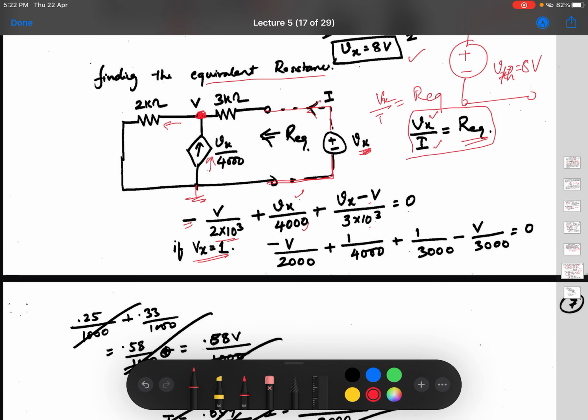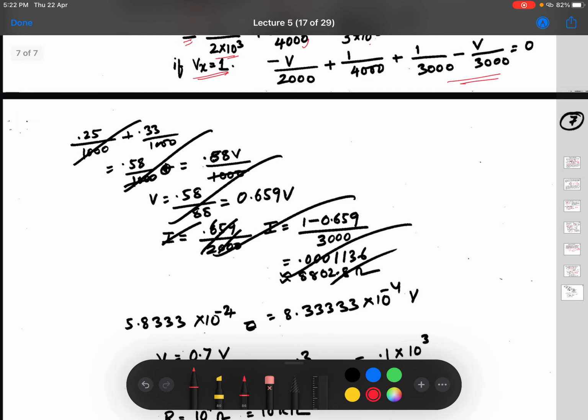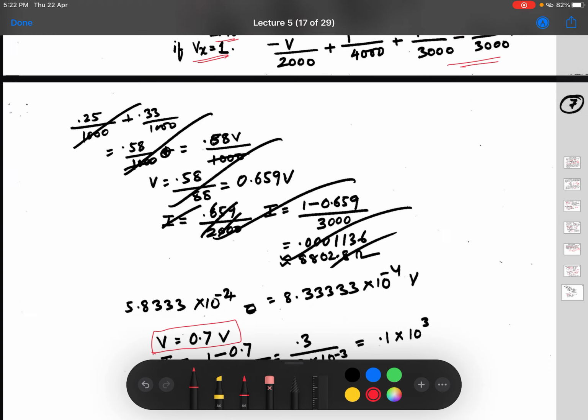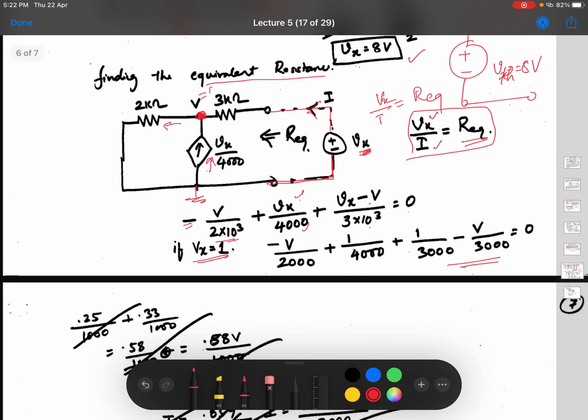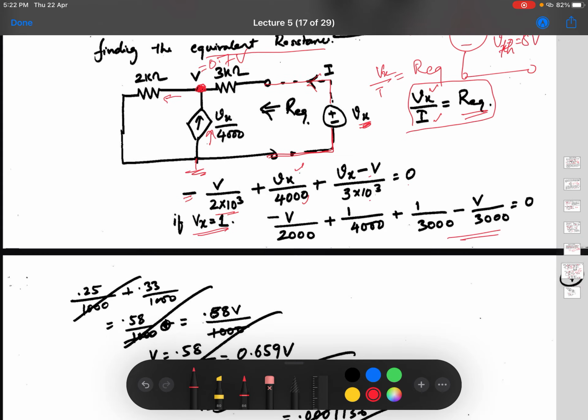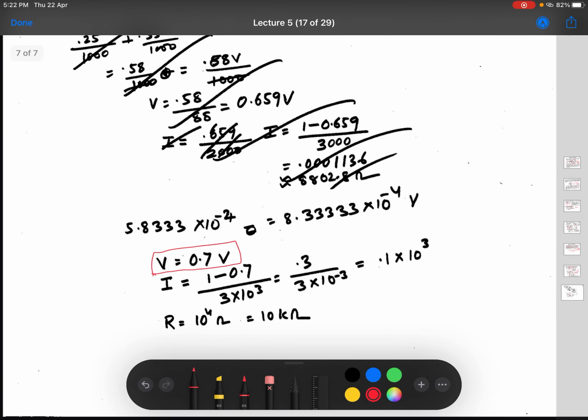If I put Vx equal to 1 in the above equation and solve it, I get this set of equations. Vx equal to 1, and when you solve it, you get V equal to 0.7 volts. Once you get V equal to 0.7 volts, now I can calculate the value of I. That is (Vx minus 0.7), Vx I have already taken as 1, divided by 3k, it comes out to be 0.1 into 10 raised to power 3.